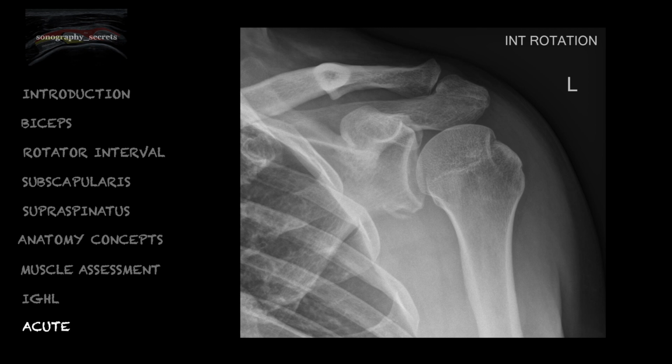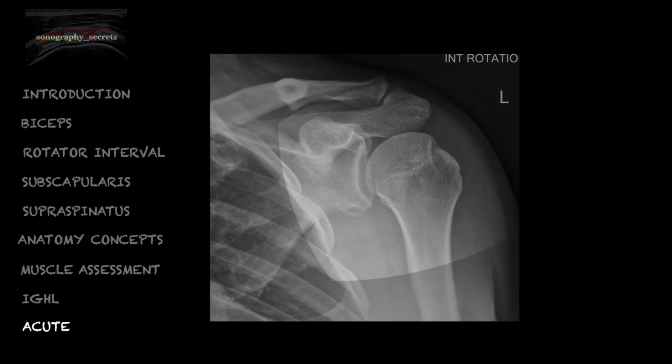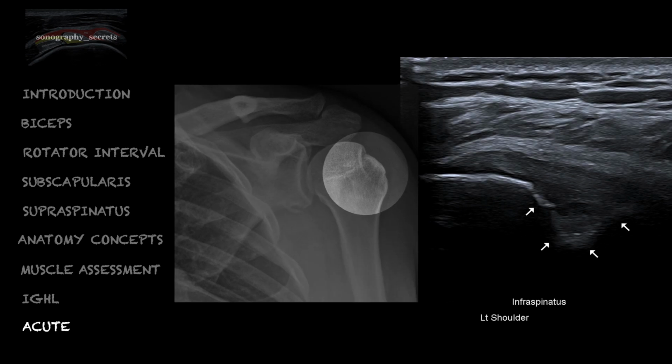Bankart lesion. A Hill-Sachs defect is a posterior lateral depression fracture of the humerus. On ultrasound, we see this deep to infraspinatus, and this cortical depression differs from the synovial herniation pit we often see at this location, which we've already touched on in our anatomical concept section.